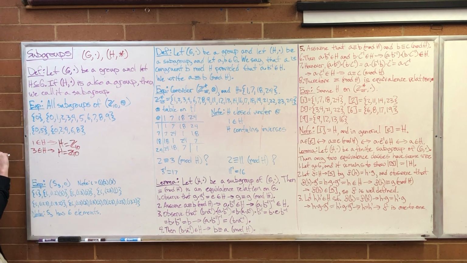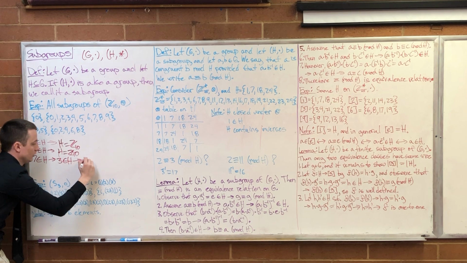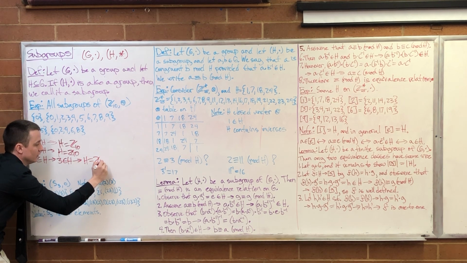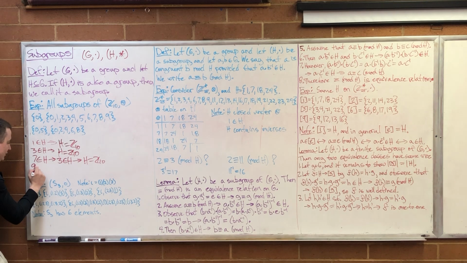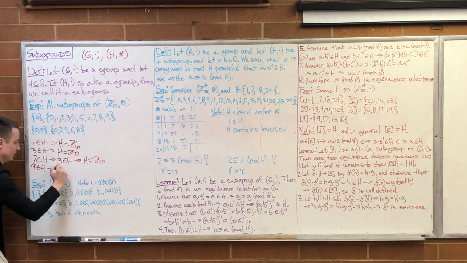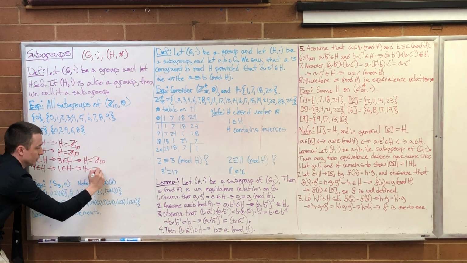Oh my gosh. Right? What about if 7's in there? Well, if 7's in there, what's the inverse of 7? 3's in there. Which gives us H is equal to Z10. Because that's its inverse, right? Yeah. Let's see, what else? What happens if 9's in there? Then 1's in there. Perfect. Which gives us H is equal to Z10.